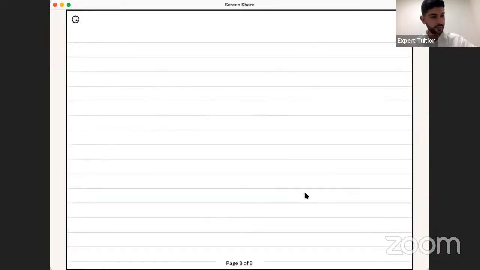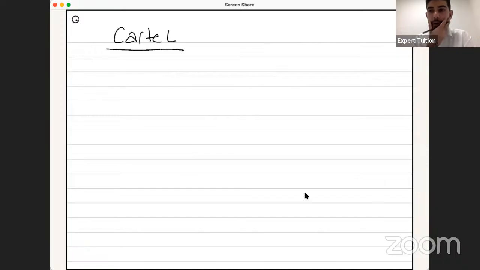To deal with our next topic, I want to tell you guys about the locked specimen paper. There is a 12 marker in there, which I want us to basically have a set answer to. The question is going to be this: assess the factors necessary for the success of a cartel. Okay, cool. Let's start with this. First and foremost, what is a cartel?